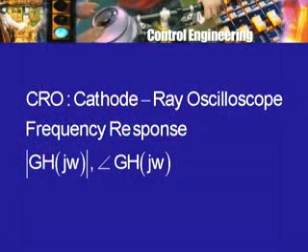So, on a CRO, you can observe the input, you can observe the output, you can measure the amplitudes. Therefore, from the measurements you can calculate the gain of the amplifier or the system under study and the phase shift of the system under study at a particular frequency omega, and you can vary omega. So, you can obtain this for various values of omega, and this is what is known as the frequency response of the system. This frequency response is determined purely experimentally.